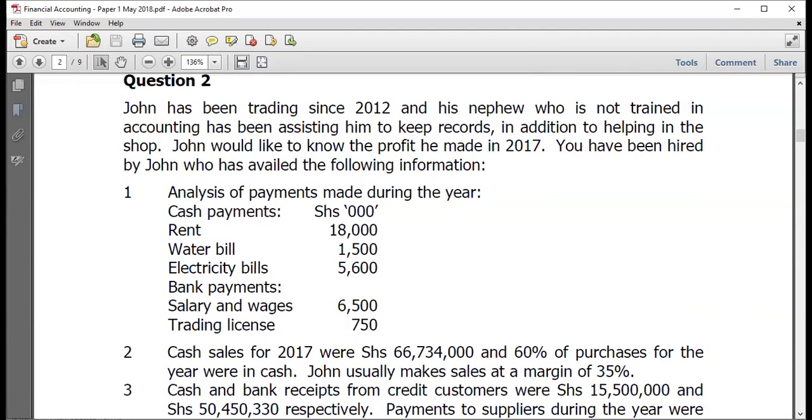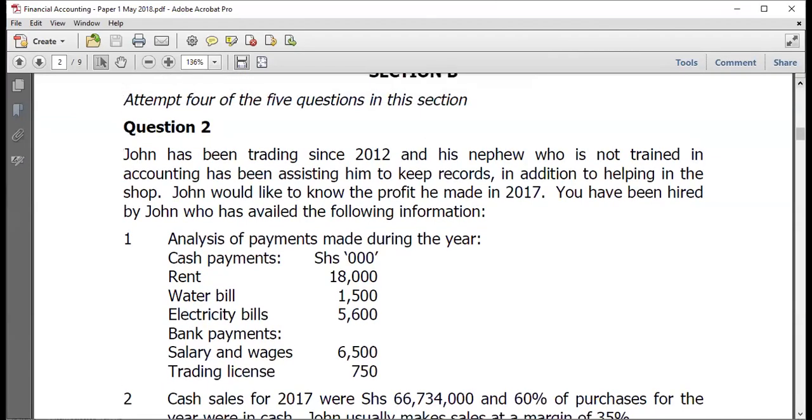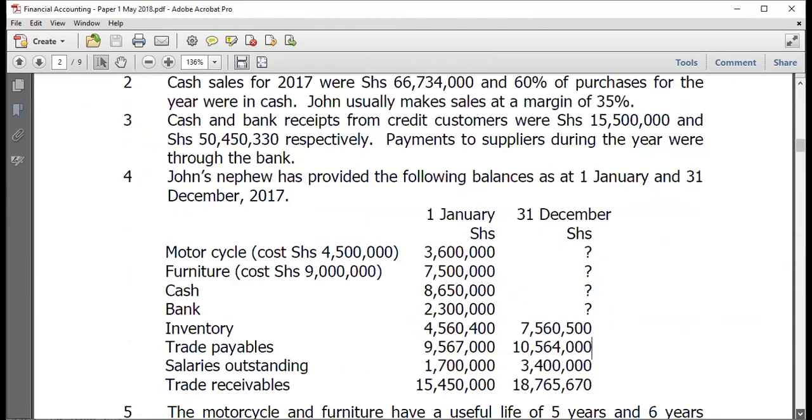Now the question is, why question two for today? I just want to give a background. Those that attended the other class, we just did control accounts, okay? And one of the advantages of control accounts is to help us prepare financial statements from single entry transactions, okay?